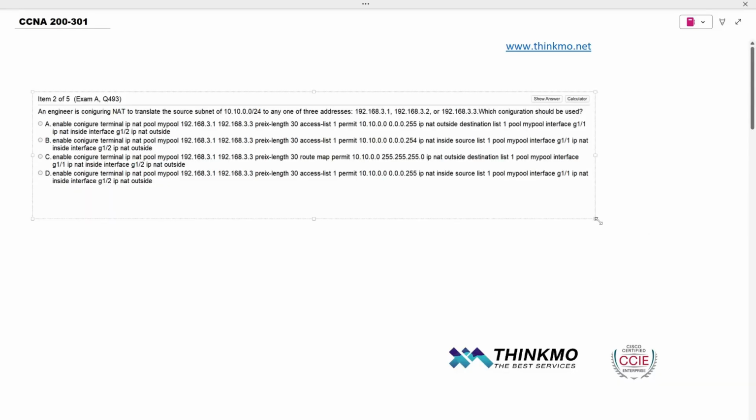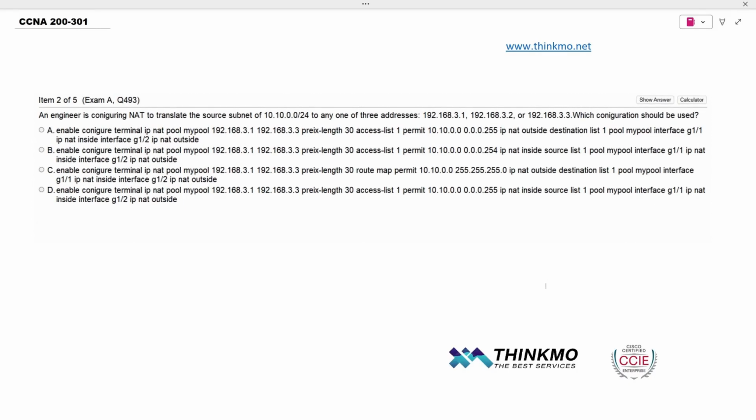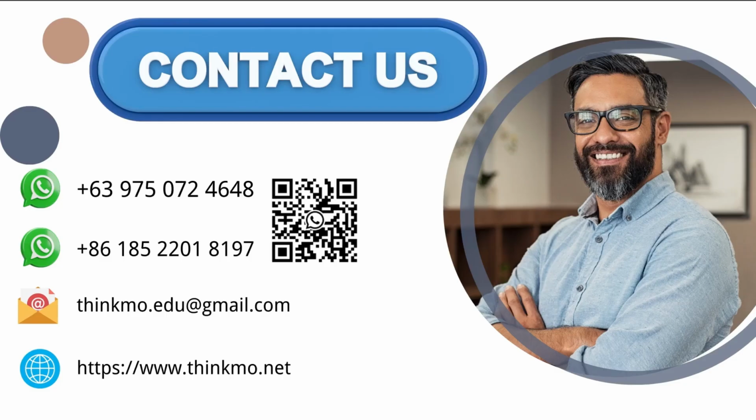Specifically about NAT configuration. The configuration of NAT technology is, as the question asks, about converting a subnet, the source, the original subnet, which is 10.10.0.0/24, into, that is converting. This is a private network address inside and converting it to outside to one of these 3 addresses.